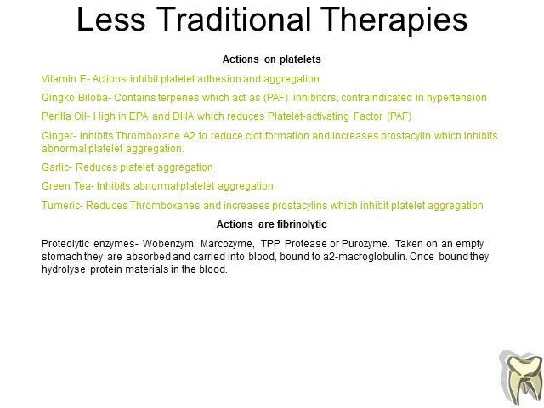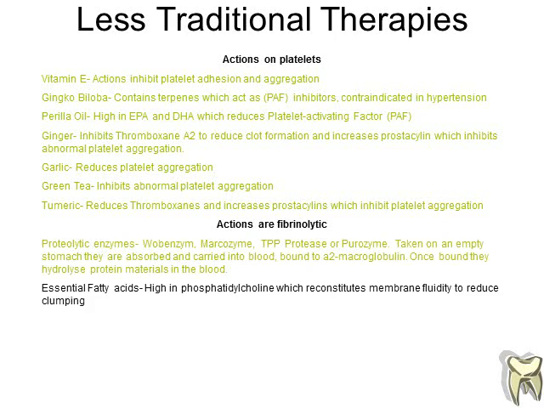Proteolytic enzymes like Wobenzym or Mucozyme or TPP protease or Purezyme, when taken on an empty stomach, not during a meal, so that means about 2 hours after a meal or an hour before a meal, are absorbed and carried into the blood and bound to alpha-2 macroglobulin. Once bound, they hydrolyze protein materials in the blood. Essential fatty acids are high in phosphatidylcholine, which reconstitutes membrane fluidity to reduce clumping.